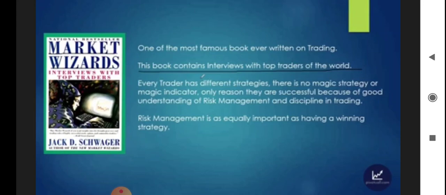You will see that after finishing this book, all successful traders have different strategies and different methods. Still they are very successful. So that means there is no magic strategy or magic indicator that every successful trader uses, that's why he is successful. Nothing like that. It is also about risk management and having discipline in trading. That is what makes one a successful trader.